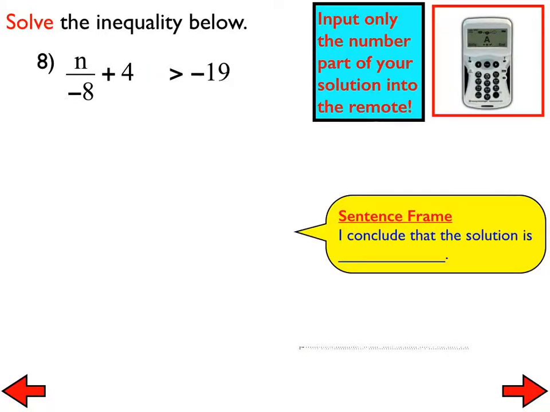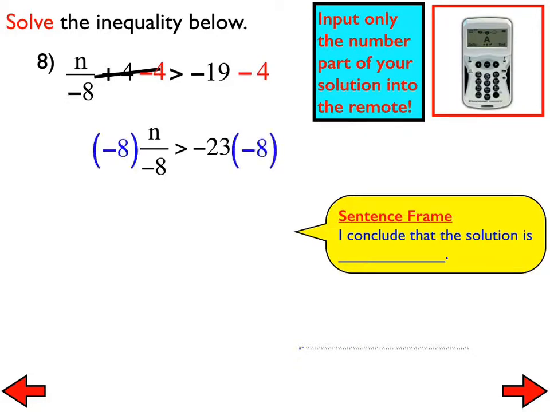Michaela. I concluded that the solution is n is less than 184. Very good. We subtract 4 from both sides, for the few of you who did not get it right. That gives us n over negative 8 is greater than negative 23, because negative 19 minus 4 is negative 23. Some of you probably still need to add the opposite so you can see that. Then I need to multiply both sides by negative 8, because that is the inverse of dividing by negative 8. Since we multiplied both sides by a negative number, which is the multiplication property of inequalities, we need to flip the inequality symbol. So there is our solution. We're talking about numbers that are to the left of 184 on a number line.